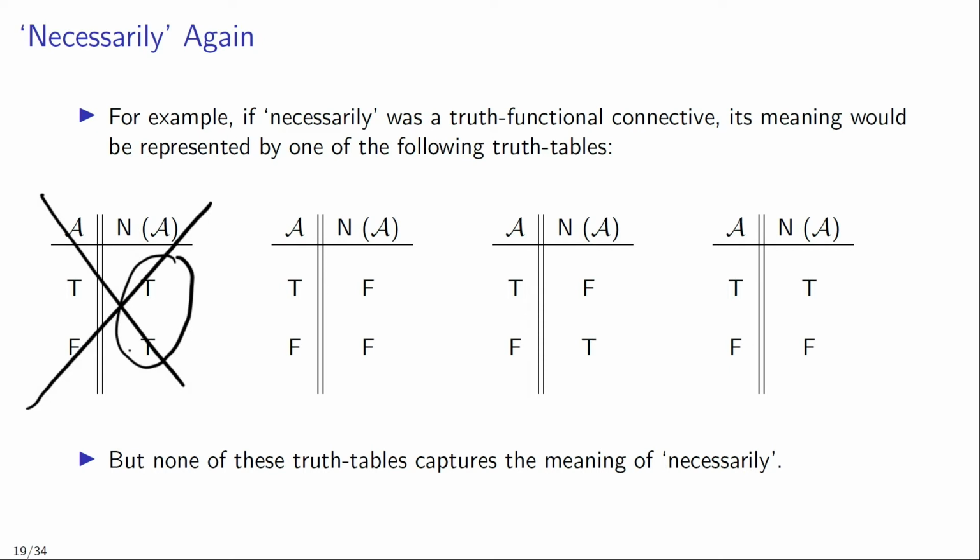Now the second truth table is implausible for exactly analogous reason. The second truth table tells us that necessarily A is false no matter the truth value of A. But there are some sentences of the form necessarily A that are true. So for example, necessarily Atari is identical to himself is true. So it is not right to say that necessarily A is always false. And that means that this second truth table also does not represent the meaning of necessarily.